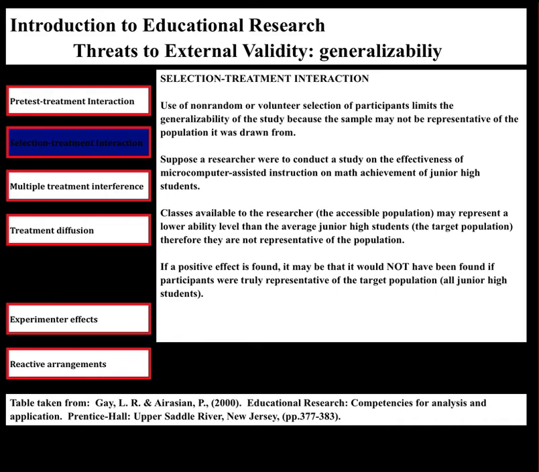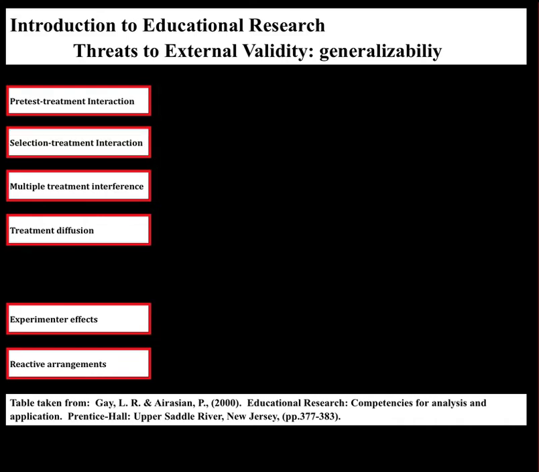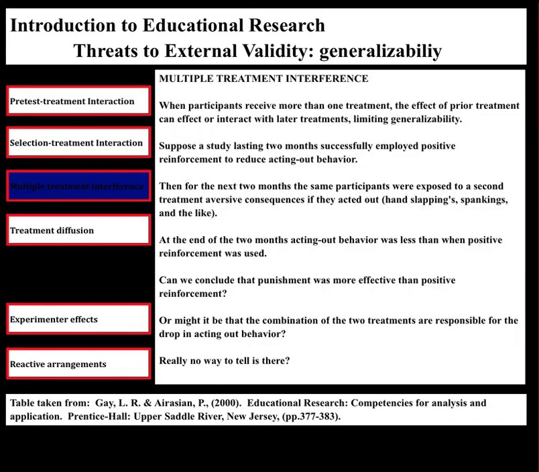So again, the point is this: if the group selected is not representative of the population that it's going to try to be generalized to, then that is a real threat. And that's selection treatment interaction. We have multiple treatment interference. When participants receive more than one treatment, the effect of prior treatment can affect or interact with later treatments, and that can limit the ability to generalize.